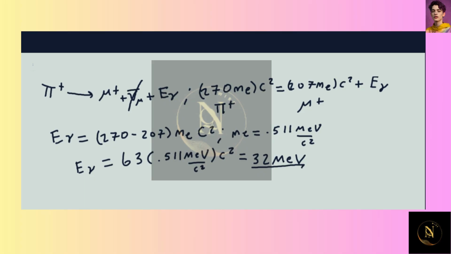Now the second part asks, why can't we go the other way? Why can't a positive muon decay into a positive pion? The simple explanation for this is energy conservation. I have 270 here, and there's more energy here. I can't start with less energy and create energy from nothing. That would violate the conservation of energy principle. So that's really the reason. The pion has more rest energy than a positive muon.